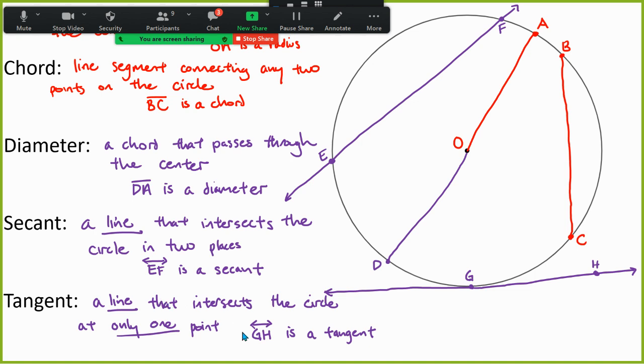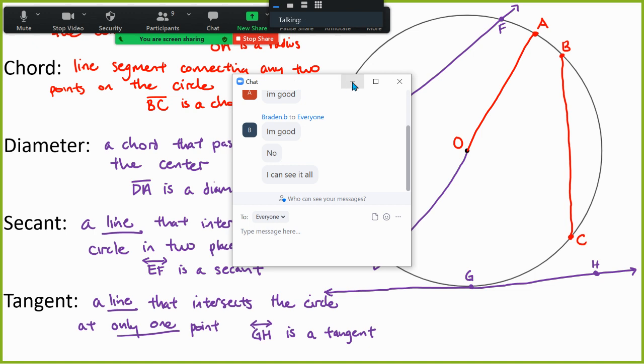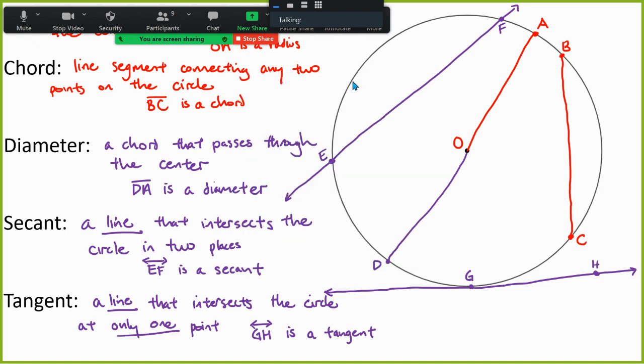It's cut off. It's cut off. Who's that? Delaney. I could see it all. You can see where it says GH is a tangent, this little tiny sentence at the end? Okay. Yeah, I can see that. I can see it as well.